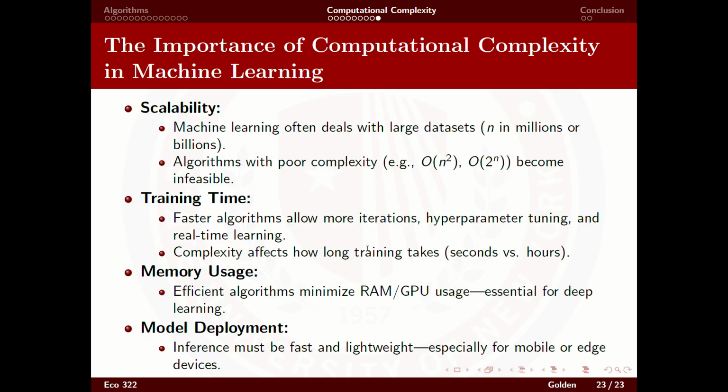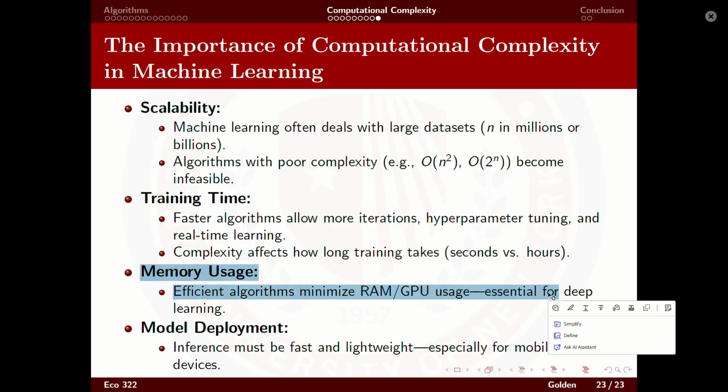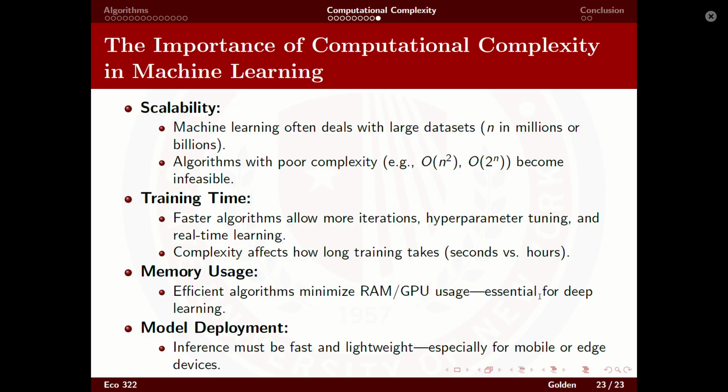So computational complexity is very important in machine learning because machine learning often deals with large data sets, and we care a lot about scalability. Faster algorithms allow more iterations, hyperparameter tuning, and real-world learning. Efficient algorithms minimize RAM and GPU usage, which is essential for deep learning, which requires massive data sets and can grow in terms of RAM very quickly. And for model deployment, inference must be fast and lightweight, especially for mobile or edge devices. Thank you, and that was our look at computational complexity.